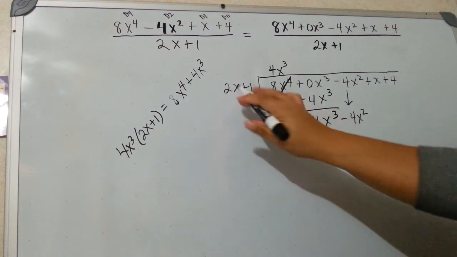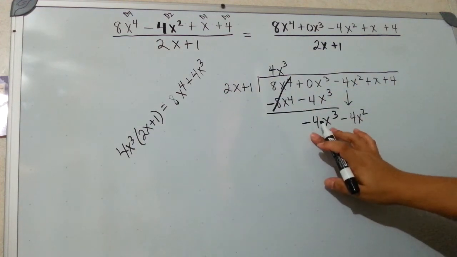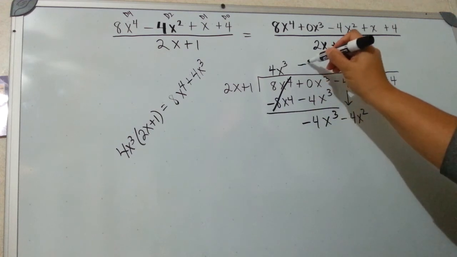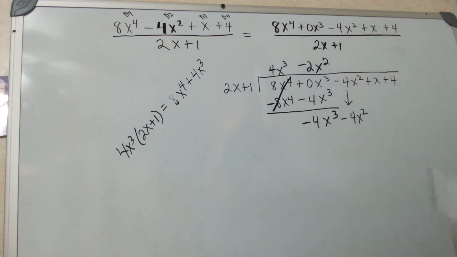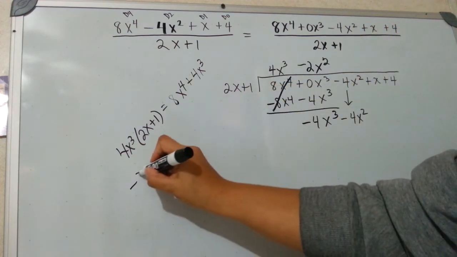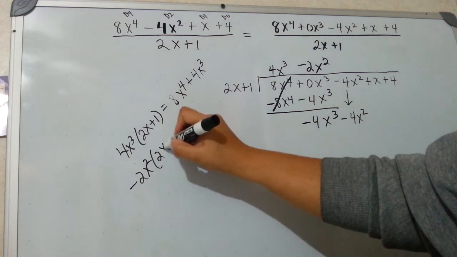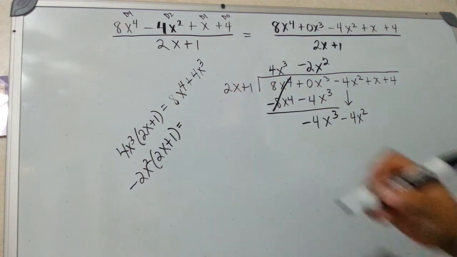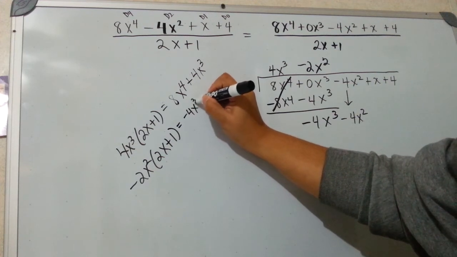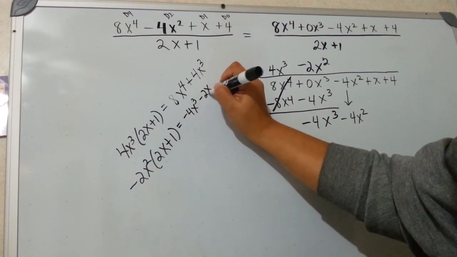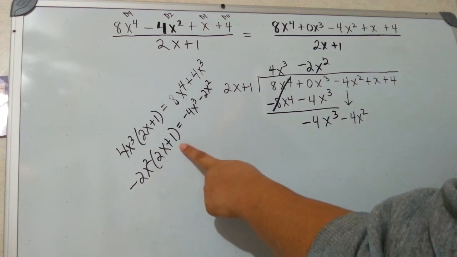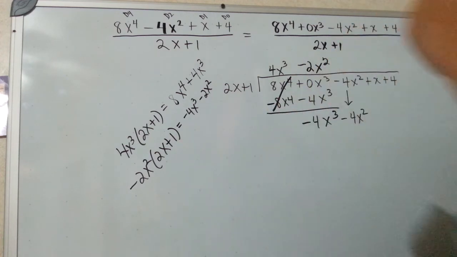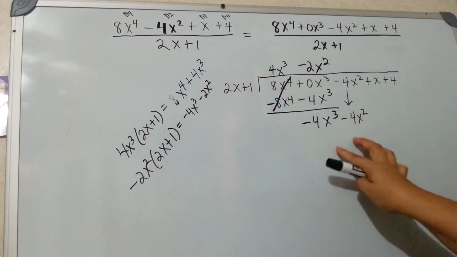Alright, so now you need to ask yourself, 2x times what gives you negative 4x cubed? So 2 times negative 2 and x to the first, so we need an x squared. Right, so on the side we do negative 2x squared, negative 4x cubed, negative 2x squared. And when we place it over here, we have to change the signs. Since they're both negative, they'll become positive.